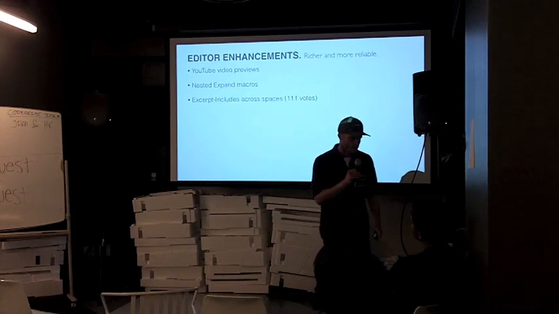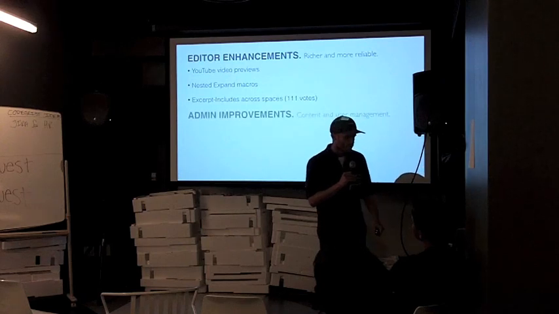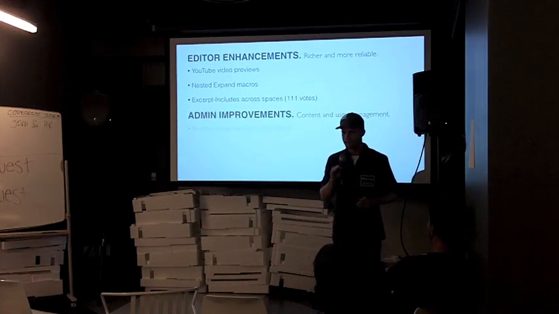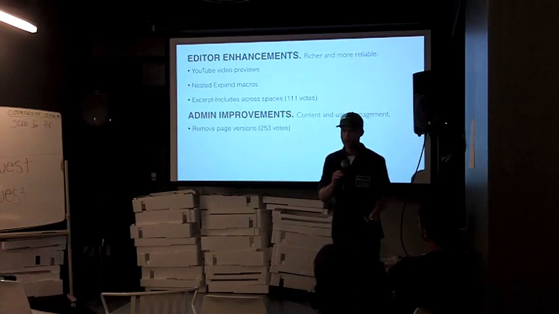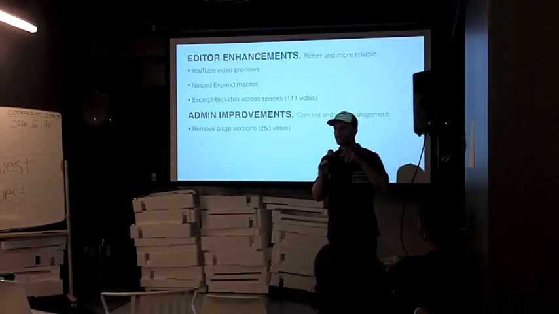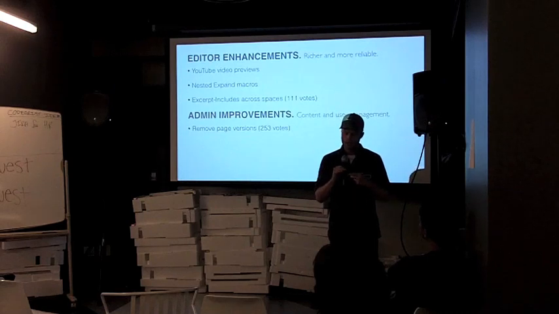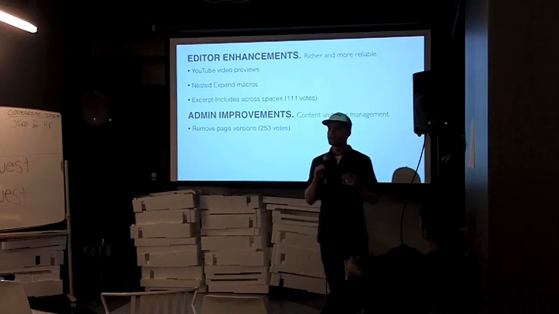So we solved that issue and satisfied 111 votes. For admins out there, a lot of improvements to content and user management. In 4.3.2, we allowed you to remove versions of attachments. In Confluence 5, you can now remove versions of a page.